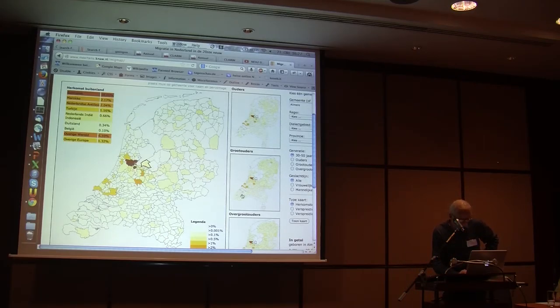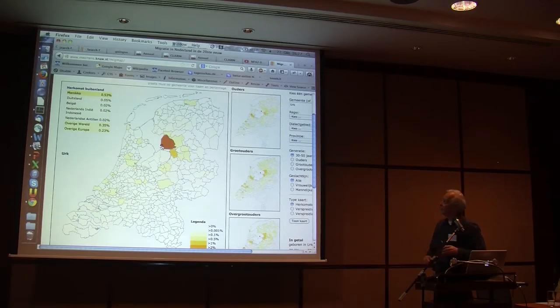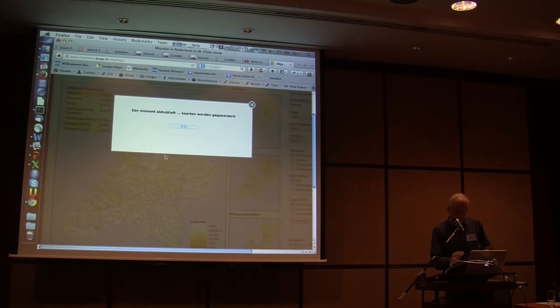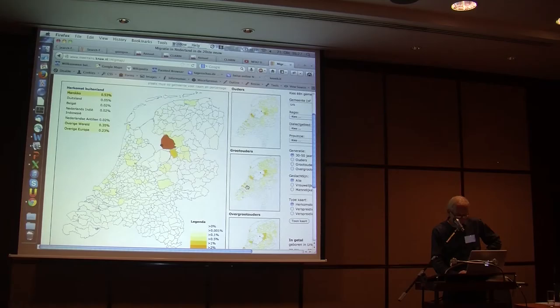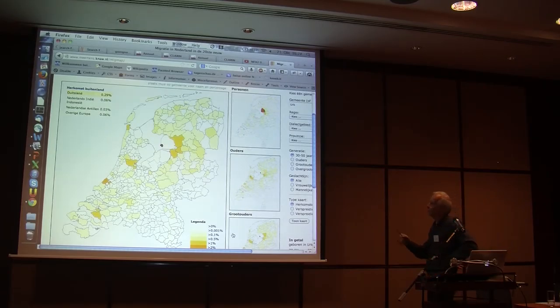Okay, so what you can do more is, for instance, let's say, Urk. Then you see that this was an island before. But also the great grandparents, let's make just a jump. Now you see that the polders are not there anymore, because we are 100 years ago, and the Isle of Urk still has a very high percentage of the migrants. So the people living in Urk, over 50% have great grandparents that live in Urk. So if you want to study the dialect of Urk, you're in a nice place, because likely many people have their language from their ancestors.